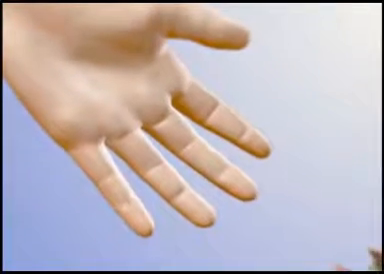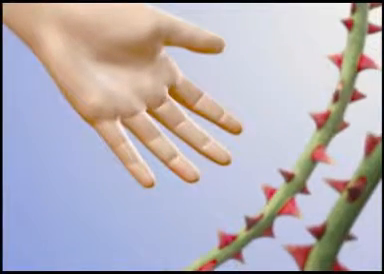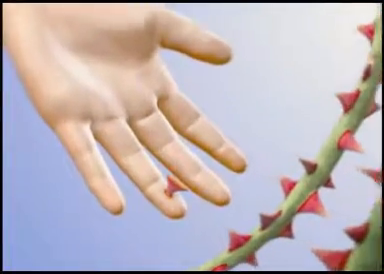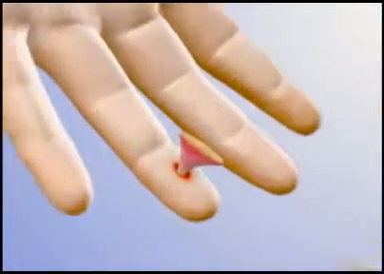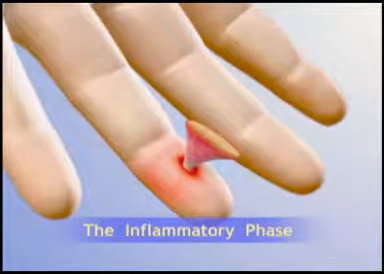The primary objective of the healing process is to fill the gap created by tissue destruction and restore the structural continuity of the injured part. Wound healing is commonly divided into three phases, beginning with the inflammatory phase.